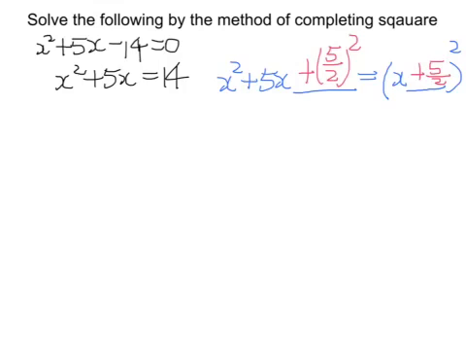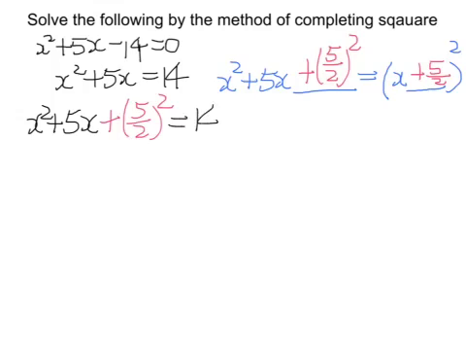So now let us go back to our original problem here. That means in order to continue, I need to have this part to compensate on the left hand side. So I will have x squared plus 5x. Now I will add this, equals to 14.